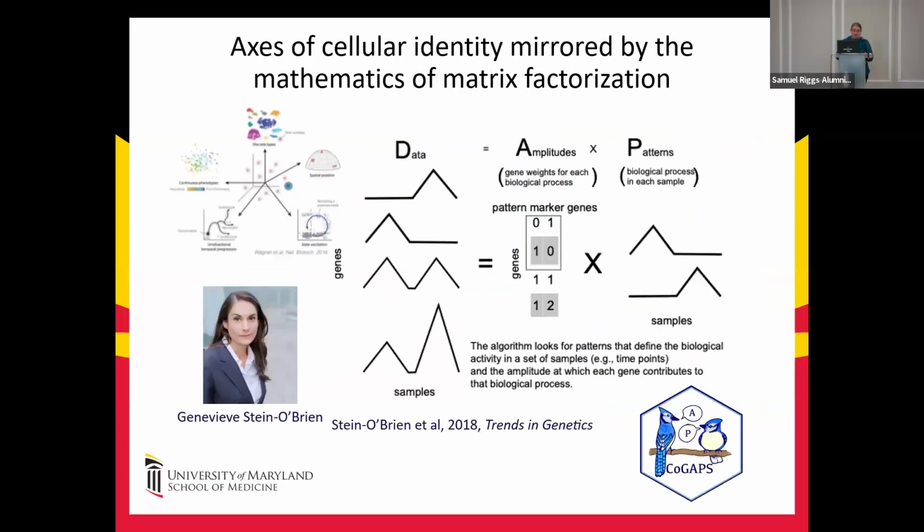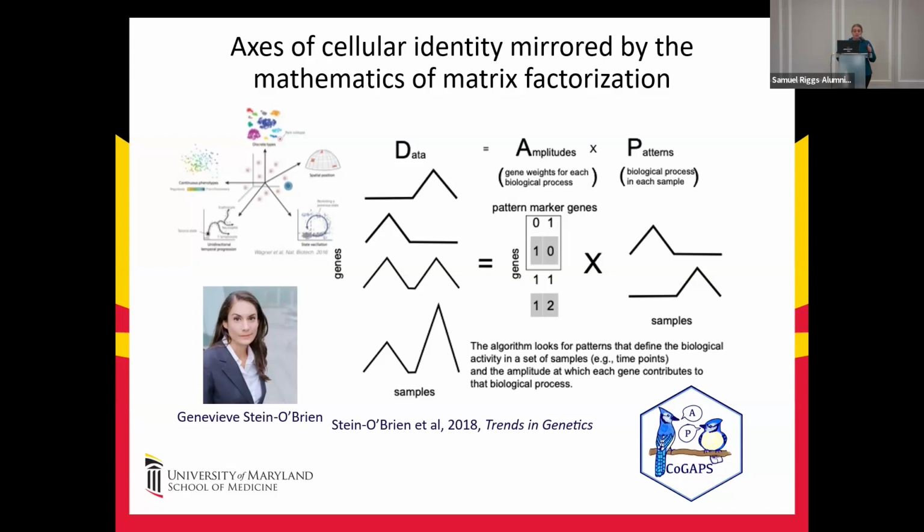So Genevieve Stein-O'Brien, who was a postdoc in my group at the time that single cell technologies were starting to emerge, realized that these axes of identity that you have of different cellular signatures perfectly map to the mathematics of matrix factorization. So I'm going to take a step back and explain a little bit what I mean by that.